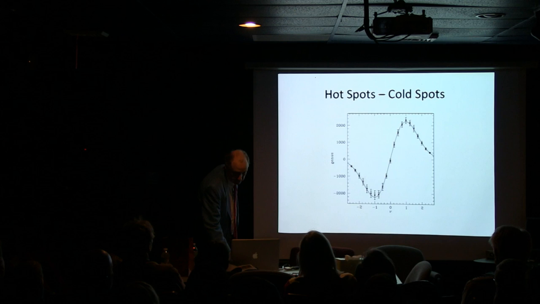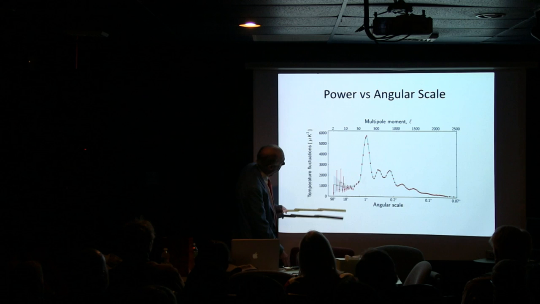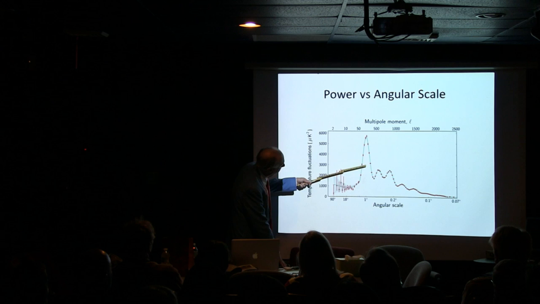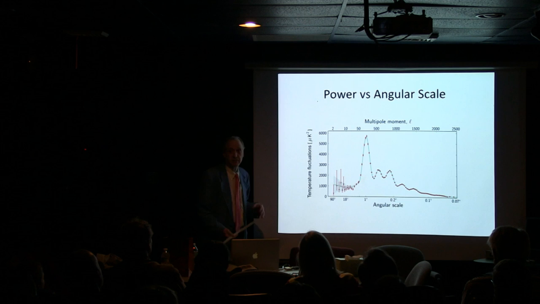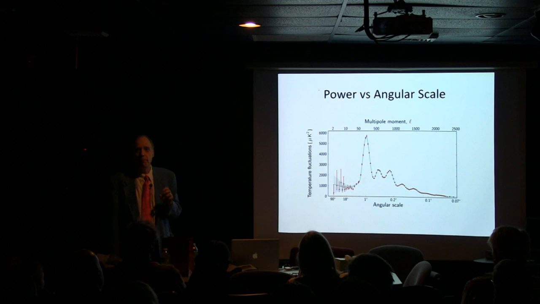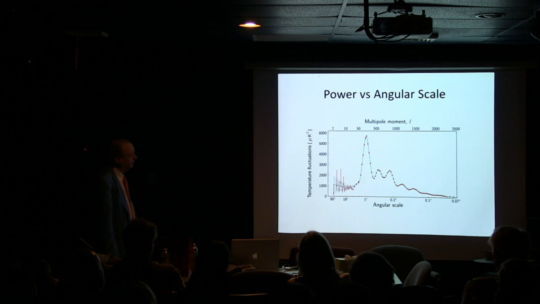And here's the power in these fluctuations as a function of angular scale. This is 1 degree. There's a peak here. This is where most of the spots are that you see. These are sound waves in the early universe. The thing I want to point out is that the red points here are the data, and the green curve going through here is the theory based on inflation. So all these wiggles and twists and turns are predicted by this theory of inflation. It's really remarkably impressive. This is from the Planck satellite just this year.